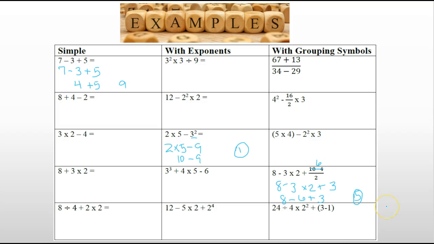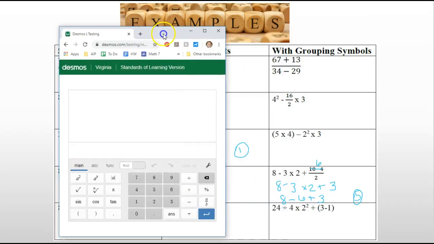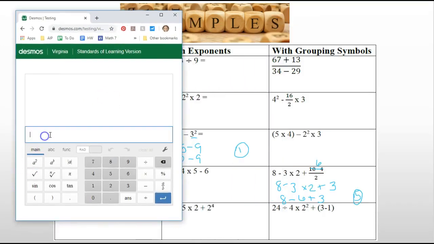So I want you to go ahead and try the rest of these. Try a few of them without using a calculator, just to practice those order of operations, and then go back and check your work using your calculator. So let me go ahead and bring up the calculator, and let's just do one of them together as an example on the calculator. So I'm going to do this one over here.